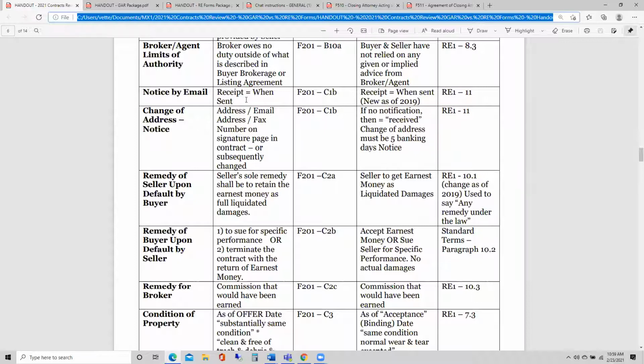In the RE Forms, that is new verbiage as of 2019. Now, also in that notices section, it says that notices must be sent to the address or email or fax number that is printed on the signature page of your contract, or subsequently changed with notice, and it describes how you would change that. That is the same for both contracts.